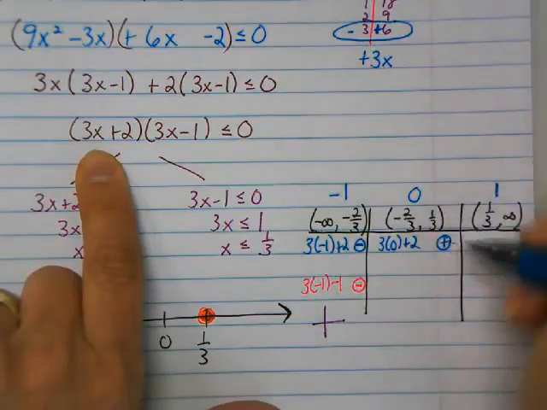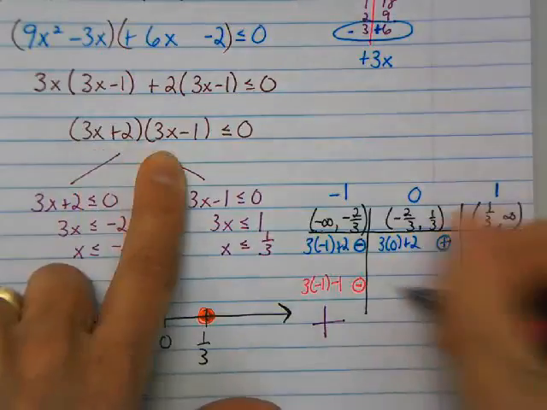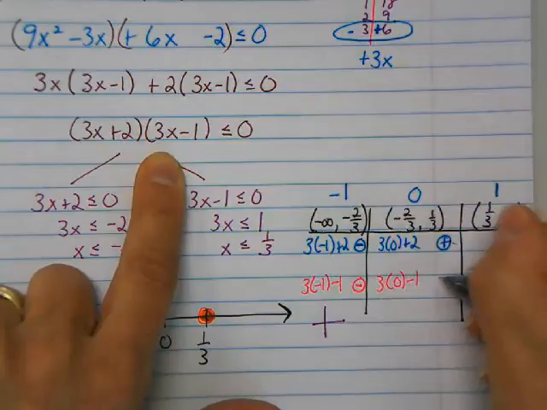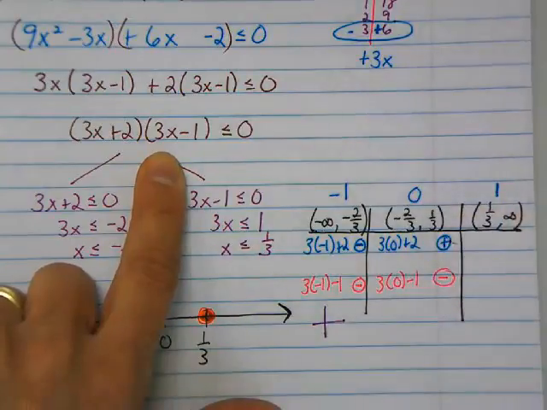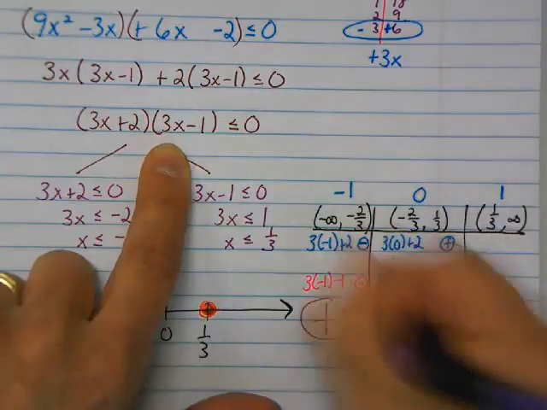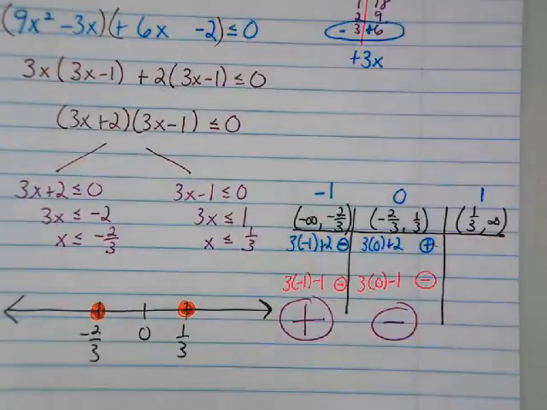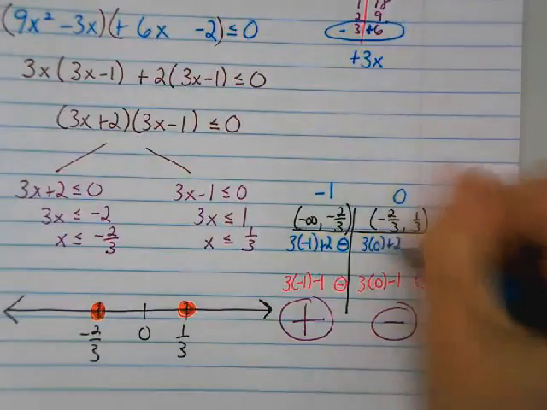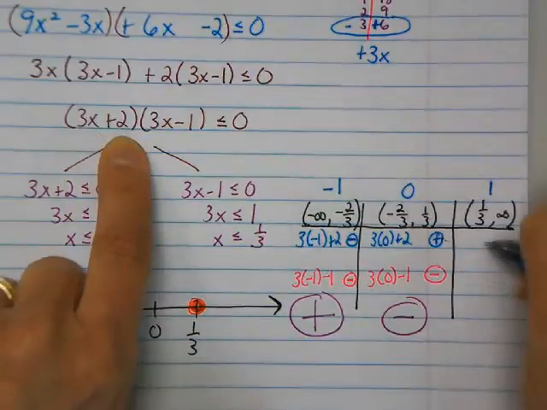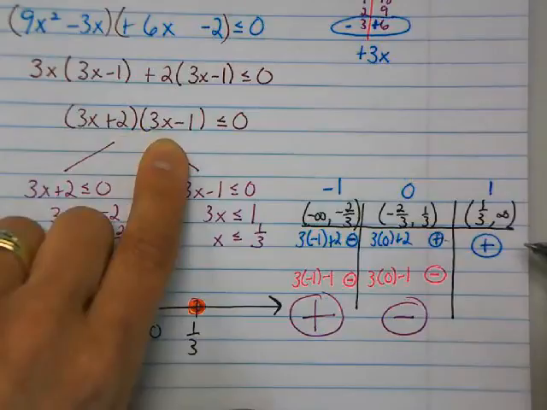3 times 0 minus 1 gives me a negative, and a negative times a positive is a negative. Alright, last time through, plug in 1. And this time I'm going to try to do it without showing the work. So 3 times 1 is 3, 3 plus 2 is positive. 3 times 1 is 3, minus 1 is positive, and a positive times a positive is a positive.